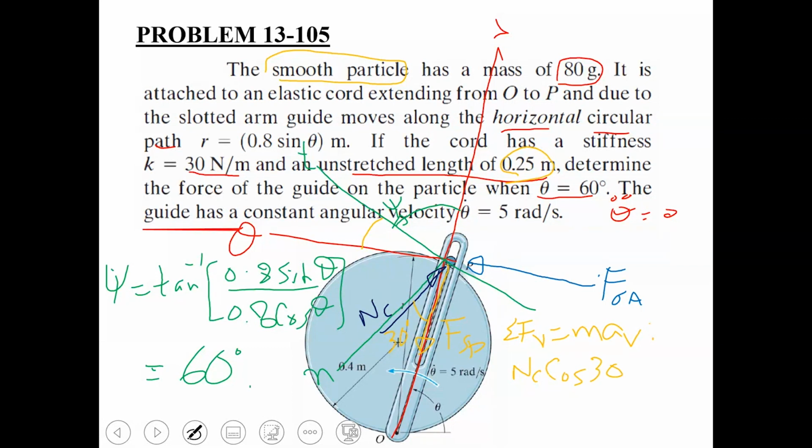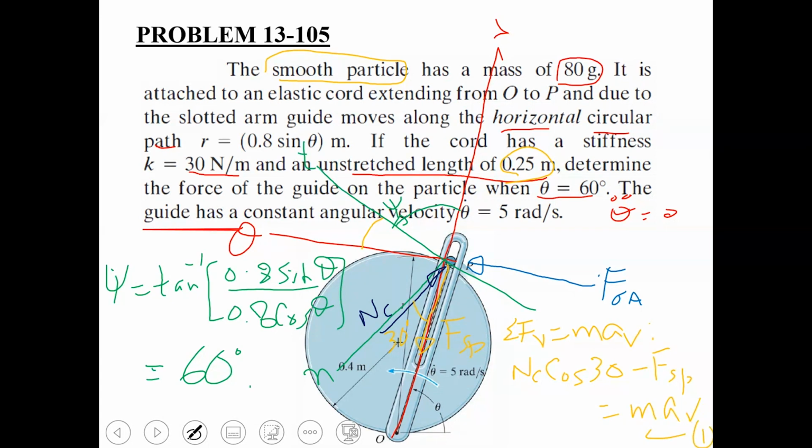NC cos of 30 with a positive sign, since once you resolve this NC along the R and theta axis, the R component is going to be positive, but the theta component is going to be negative. So NC cos 30 is one component acting along the R axis. Any other force acting along the R axis? Spring force. Since this spring force is acting towards the negative R axis, we should include it with a negative sign. It should be equal to MAR.